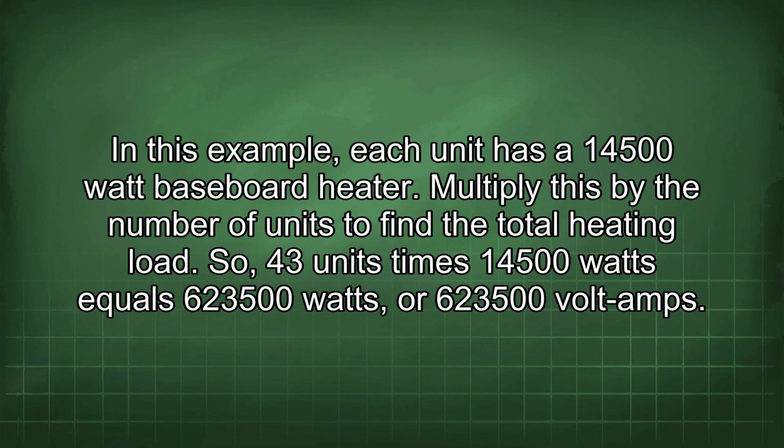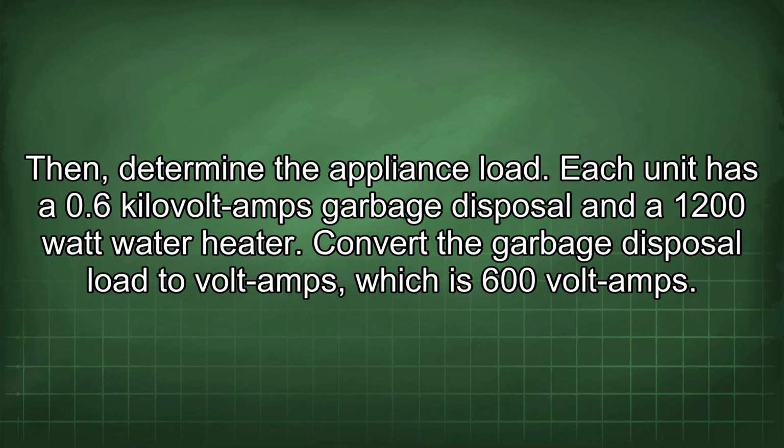Next, calculate the total heating load. In this example, each unit has a 14,500 watt baseboard heater. Multiply this by the number of units to find the total heating load. So 43 units times 14,500 watts equals 623,500 watts, or 623,500 volt amps.